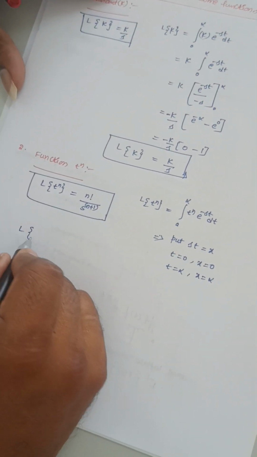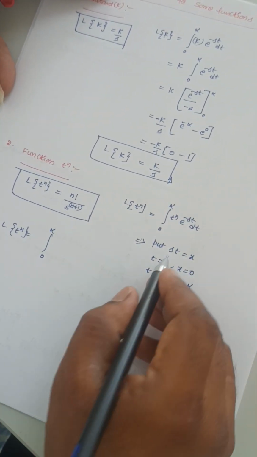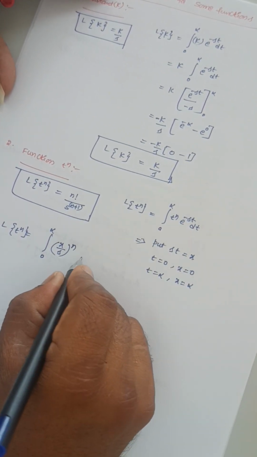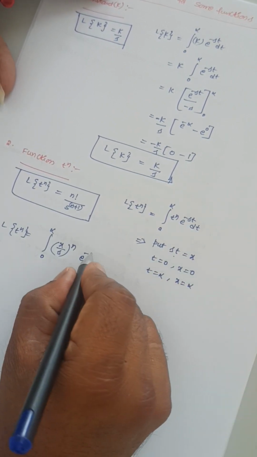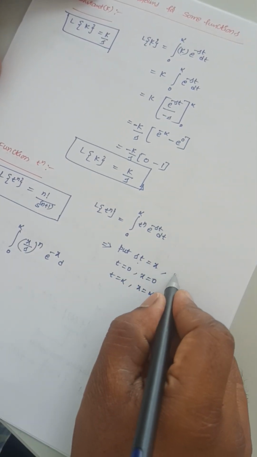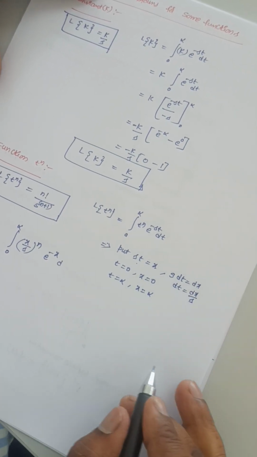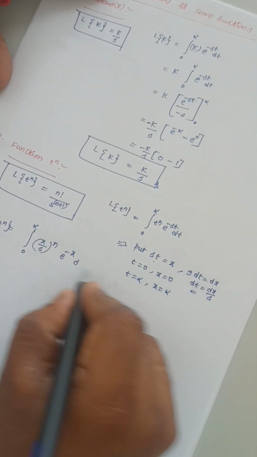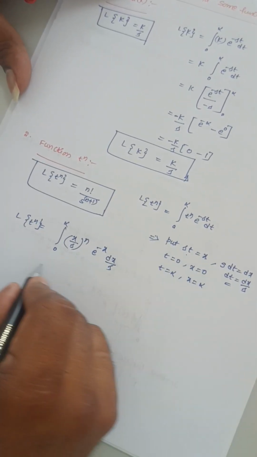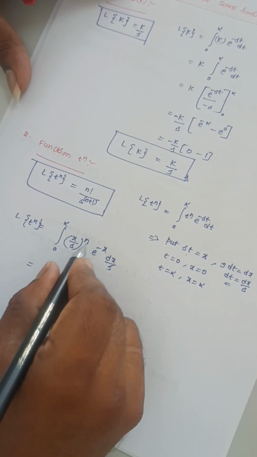So the Laplace transform of t power n is equal to, the limits 0 to infinity, same limits. Instead of t, I am writing x by s. So it is x by s whole power n e power minus x. In place of dt: if I differentiate, s into dt is equal to dx, so dt is equal to dx by s. Now in place of dt, I am writing dx by s. Now s is constant, I can take it out from this integration.